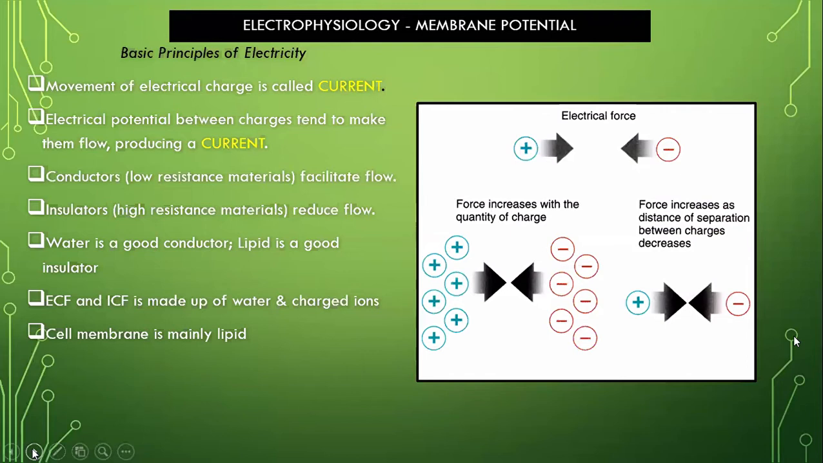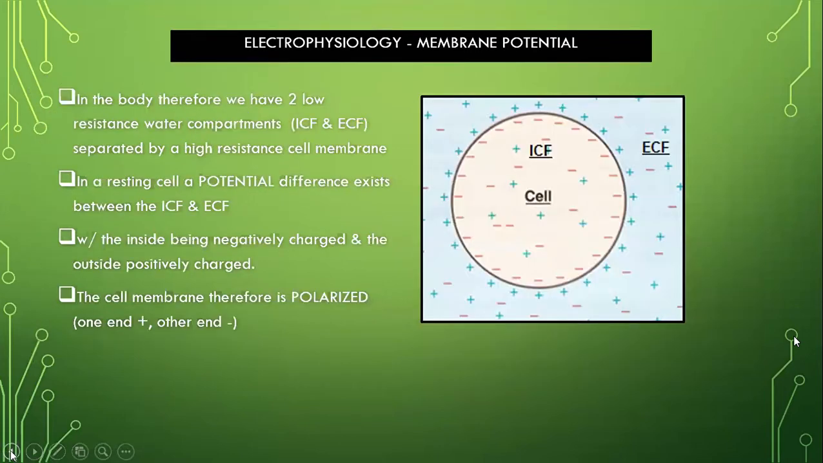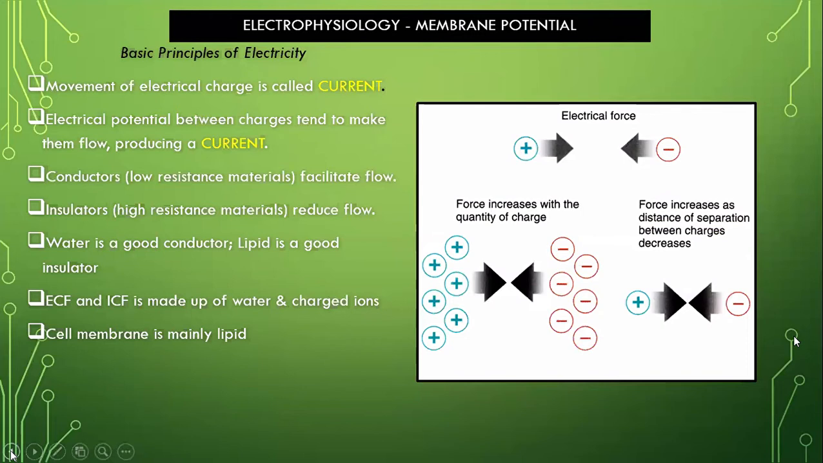Conductors are low resistance materials that facilitate flow of the current, whereas insulators are high resistance materials that reduce the flow. That's why with our current electricity, you notice that we put insulators in it. And water is a good conductor. Lipid is an insulator.